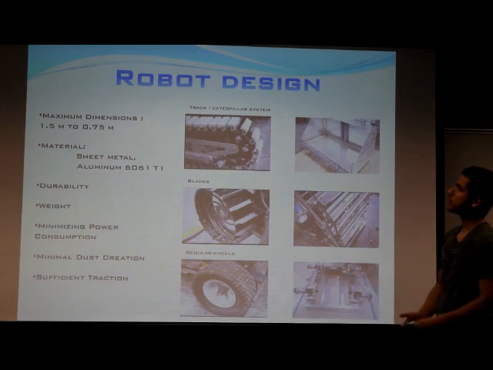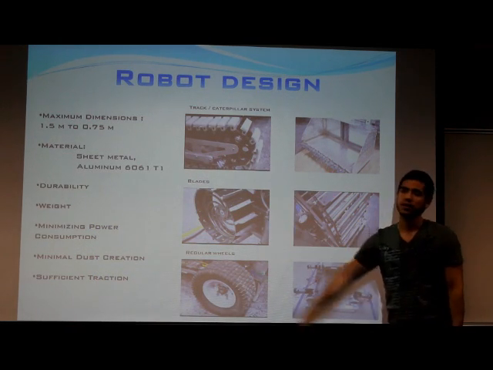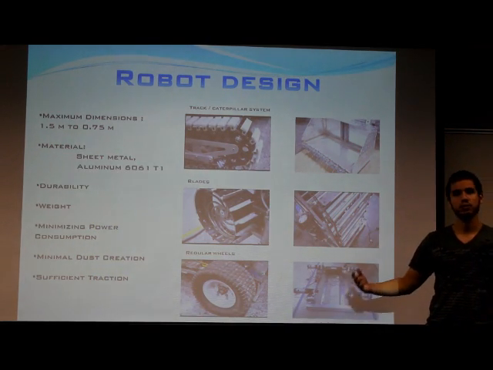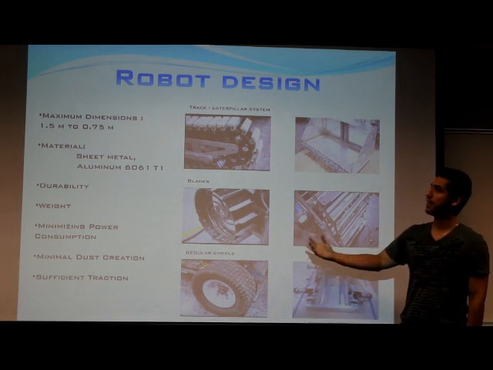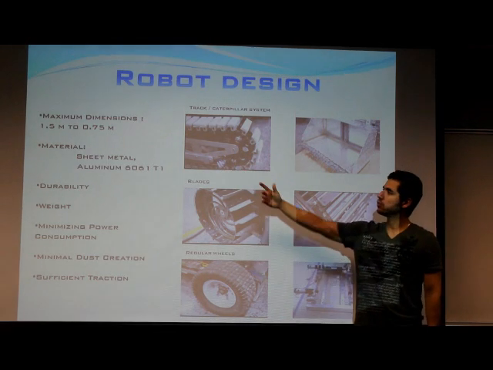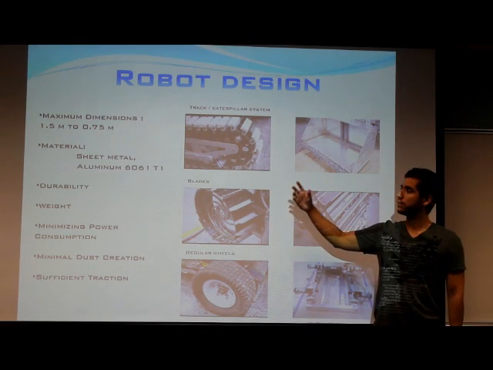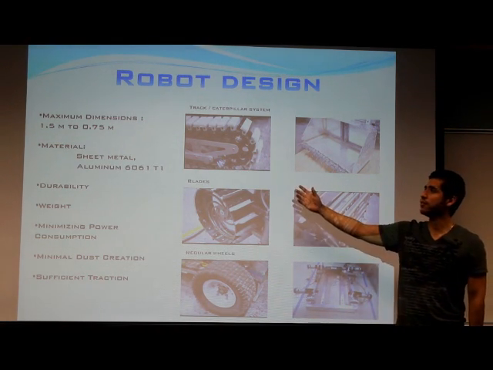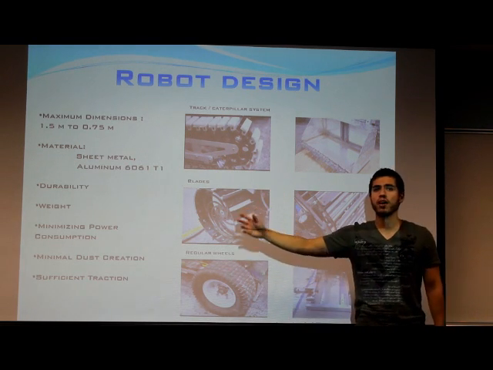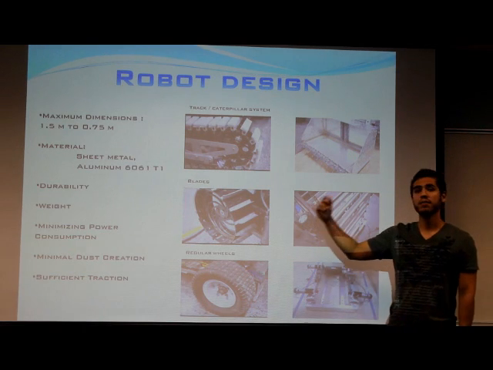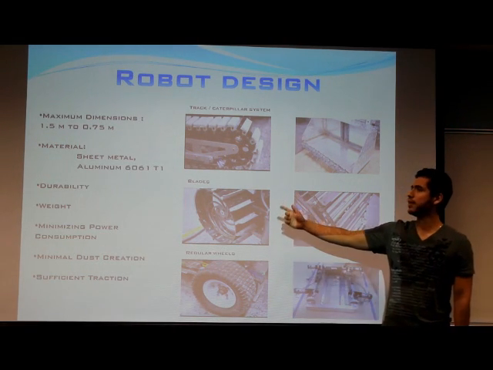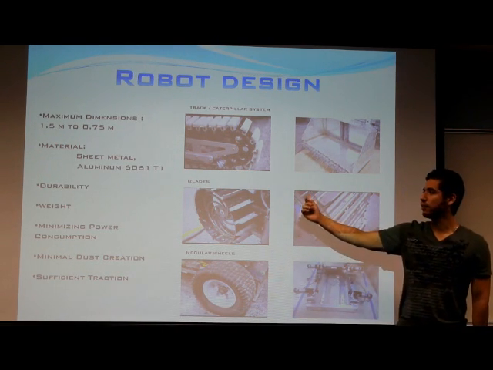Here we have the robot design. As you can see, we have to make sure to follow some of the regulations made by NASA. The first thing is to be sure to have the maximum dimensions, which are 1.5 by 0.75 meters, width times length. Then we have the material, which is going to be sheet metal and aluminum.